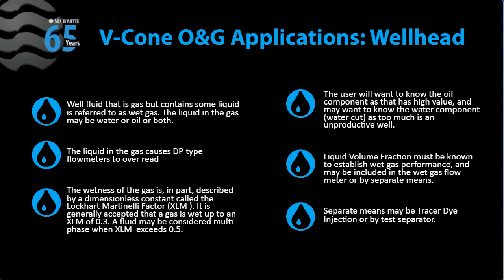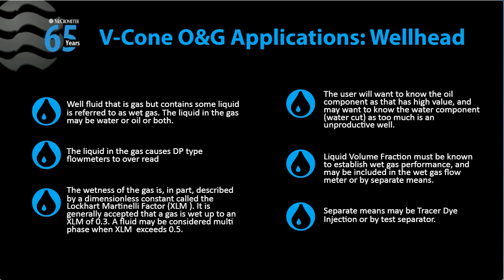And wellhead pressure is reduced using a severe service valve called a choke valve. So when it comes to this type of application, a well fluid that is a gas but contains liquid is often referred to as a wet gas, just like we discussed. And the liquid in the gas could be water or oil or both. As we mentioned, this liquid will cause DP-type flow meters to overread. And the wetness in the gas is described by a dimensionless constant, the Lockhart-Martinelli factor. In general, a gas is wet up to a Lockhart-Martinelli factor of 0.3. Whenever a fluid exceeds 0.5 XLM, it's considered multi-phase.